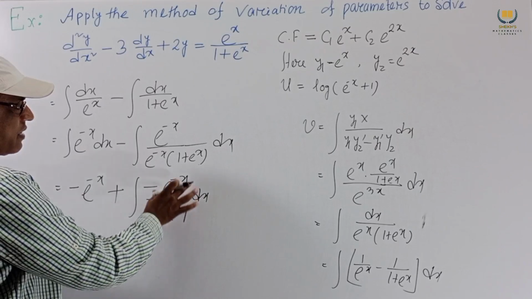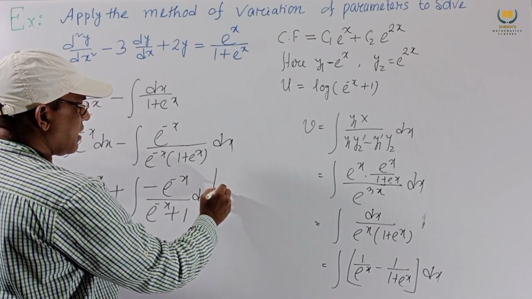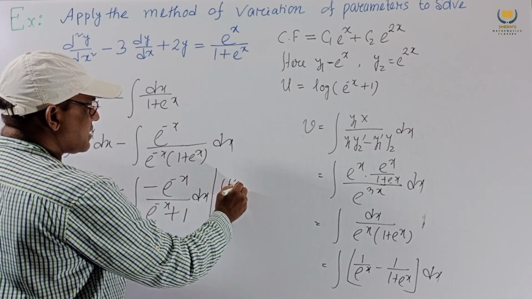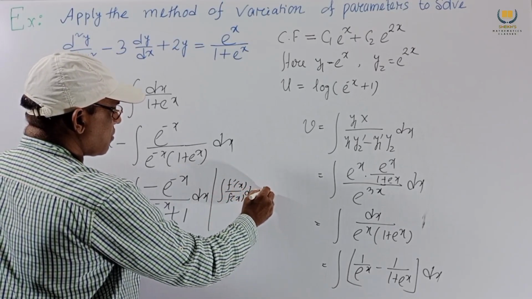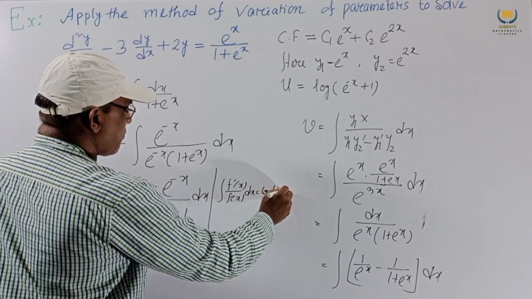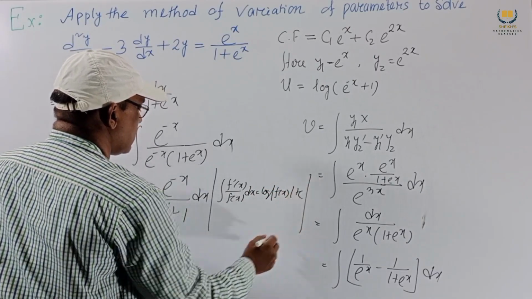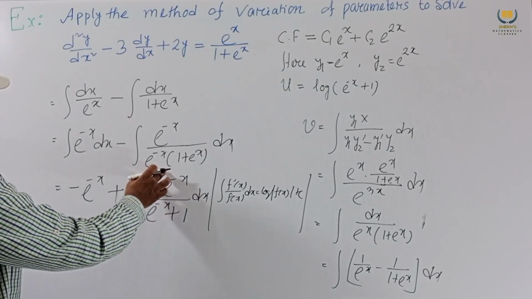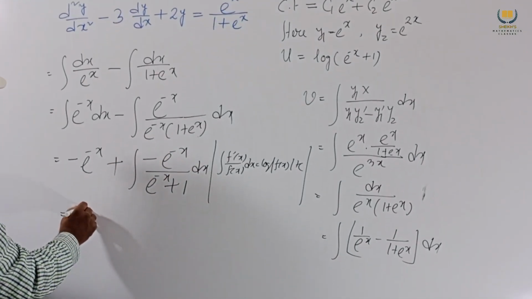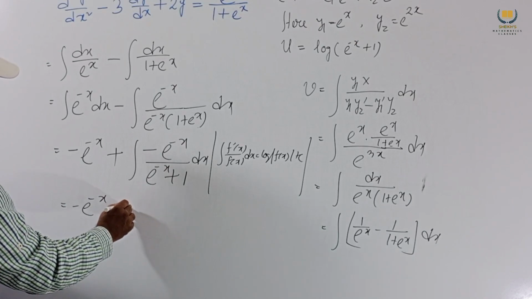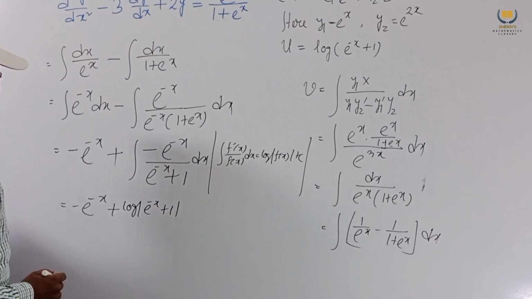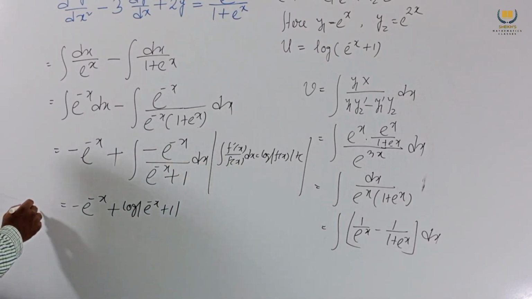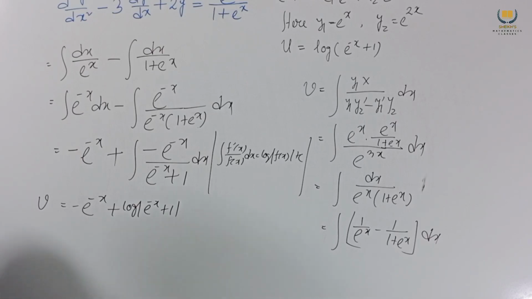This differentiation is given in the numerator. I recall the formula: integration f dash x by f x dx is log modulus of f x plus c. So, this differentiation given in the numerator, the answer is log modulus of e to the power minus x plus 1. This is our v. So, we get u and v.